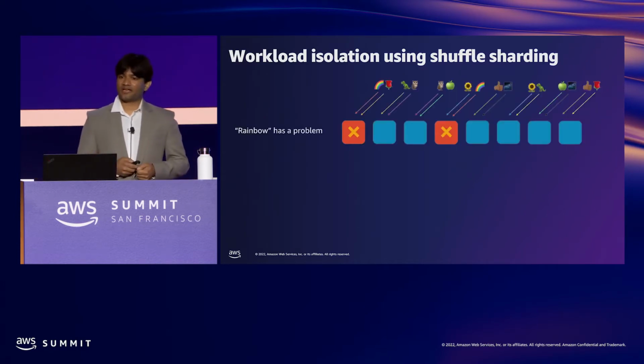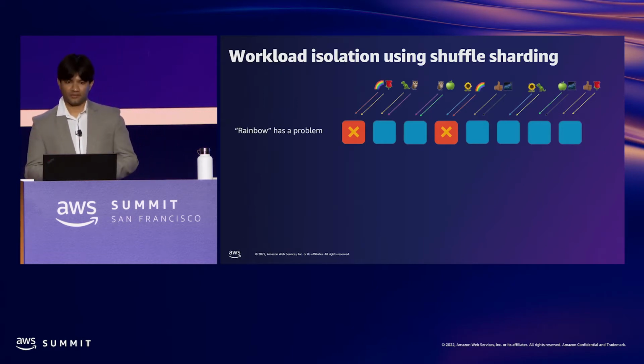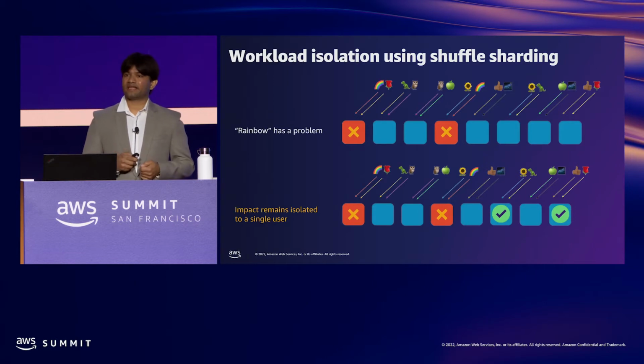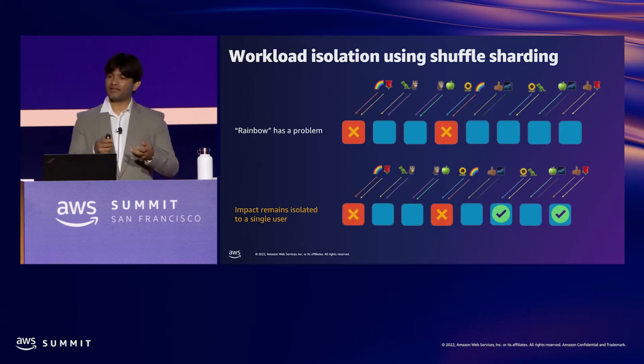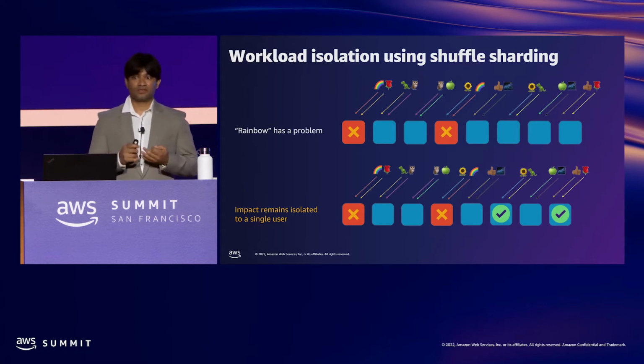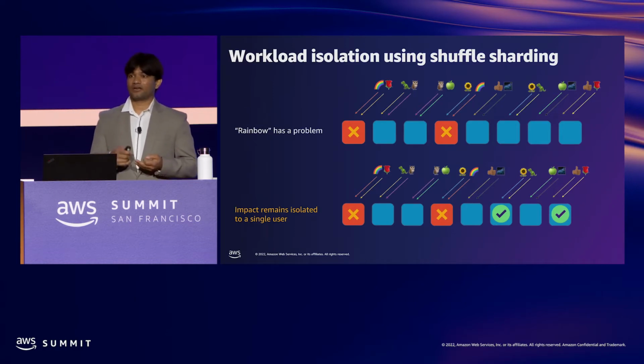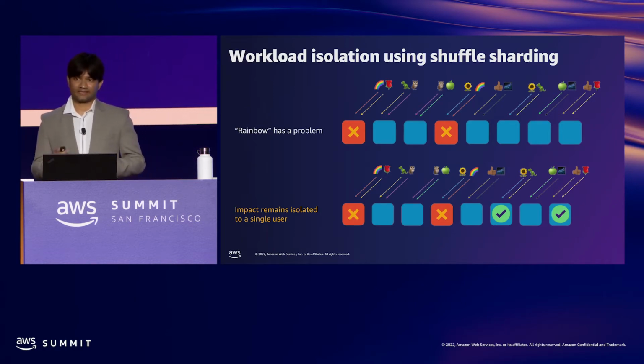So say because of an attack on Rainbow, it's taken out the 2 workers, the 1st and the 4th. So for customers, that means that even though the Rose and the Sunflower customers each share a worker with Rainbow, they are not impacted. The Rose can continue to get service from worker 8, and Sunflower can continue to get service from worker 6.